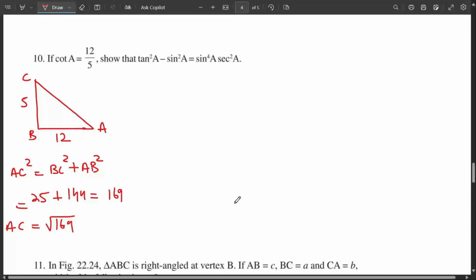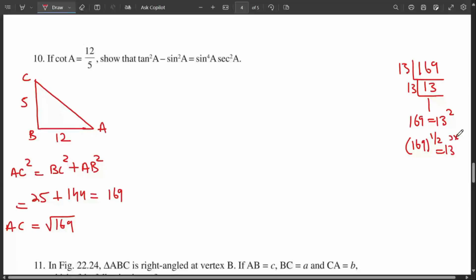In order to find out the square root of 169, we will be making use of prime factorization. So 169 is divisible by 13. 13 ones are 13, 13 threes are 39. So 13 ones are 13. So 169 is equal to 13 square. Square root means whole to the power 1 by 2. So 13 square into 1 by 2 is equal to 13. So square root of 169 is equal to 13. So we write that 13 here.